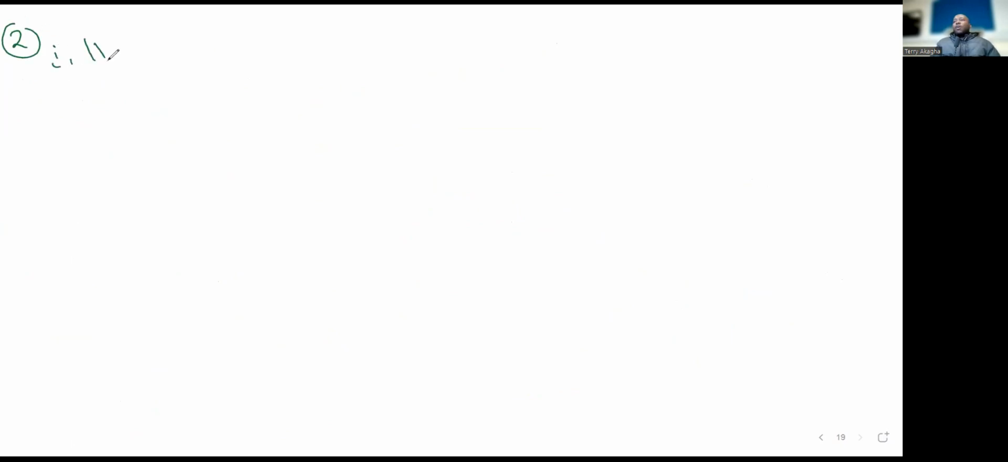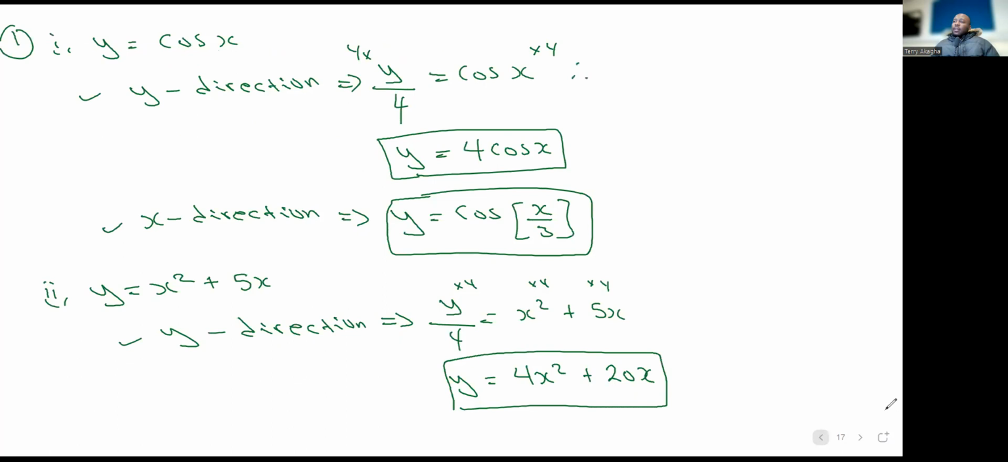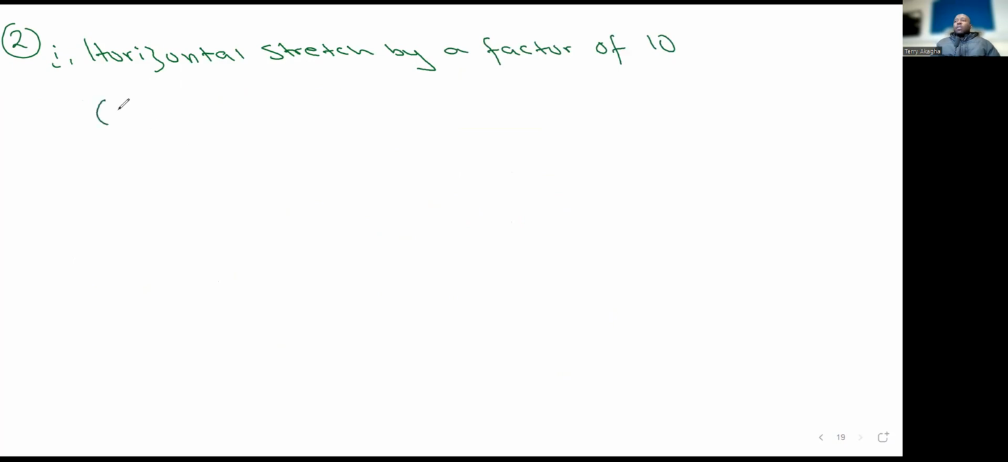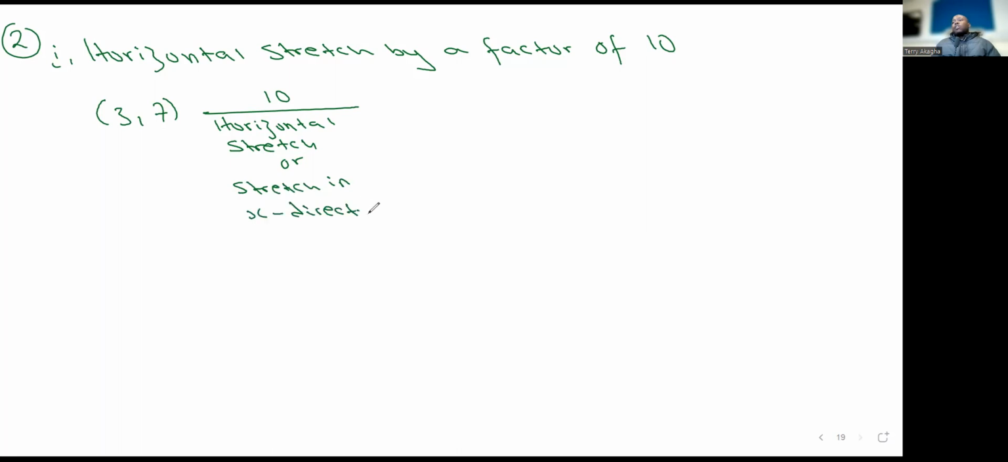We have a horizontal stretch by factor of 10. Okay, so that was what it said, right? Horizontal stretch by factor of 10. So basically, we have 3 and 7 undergoing stretch by a factor of 10, which is going to be horizontal stretch. Okay, or you can say stretching in the X direction. So anyone you want to use, feel free to use it.